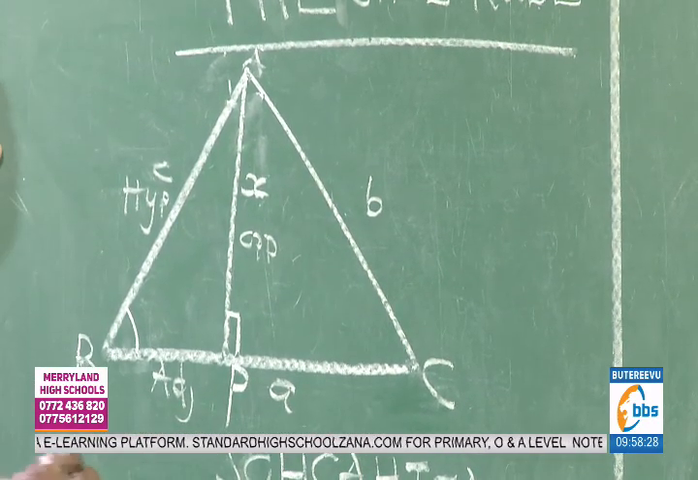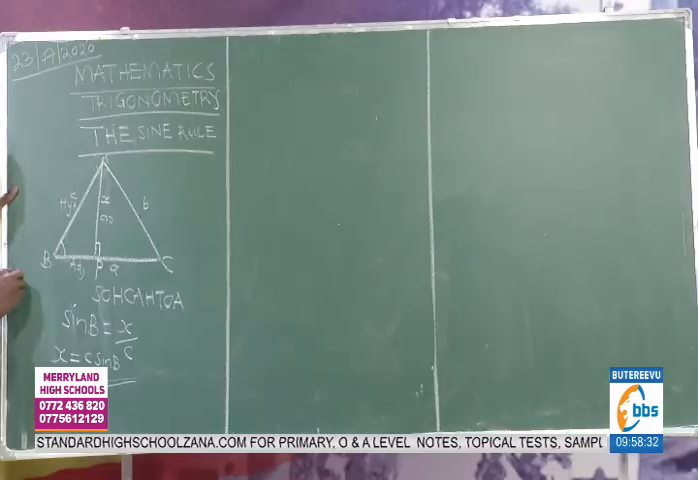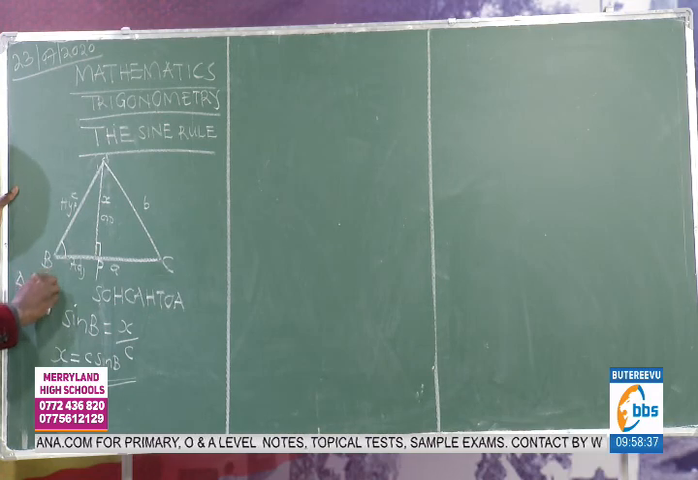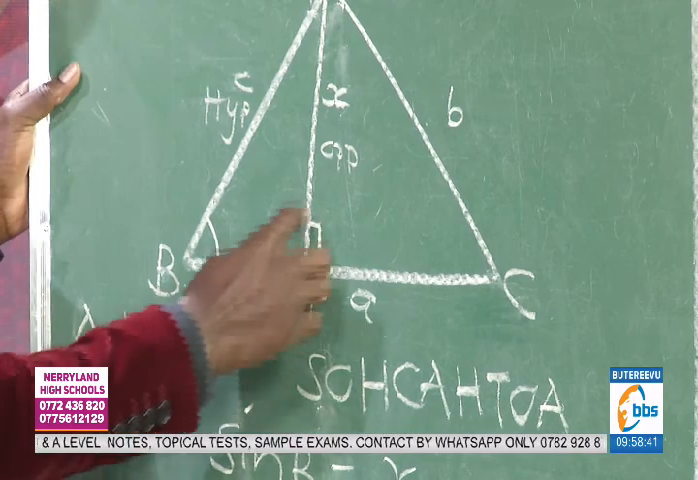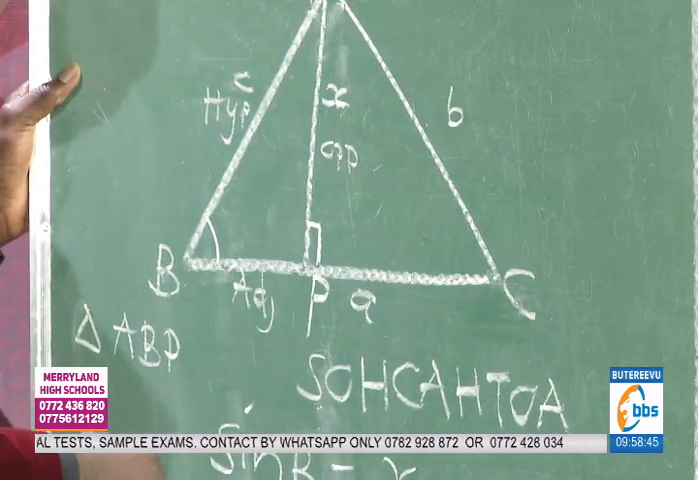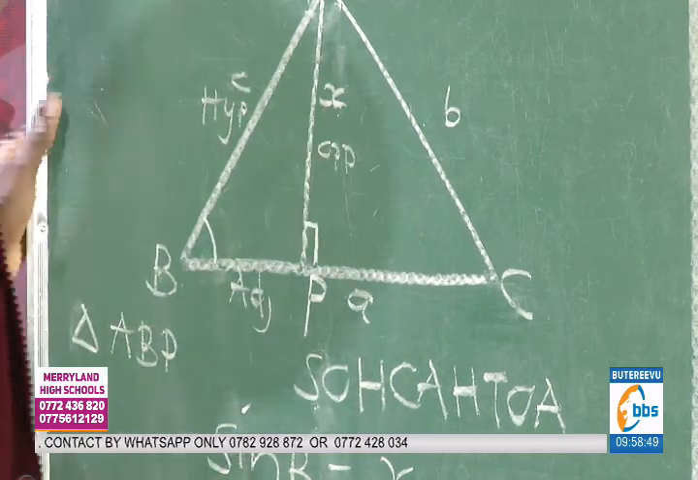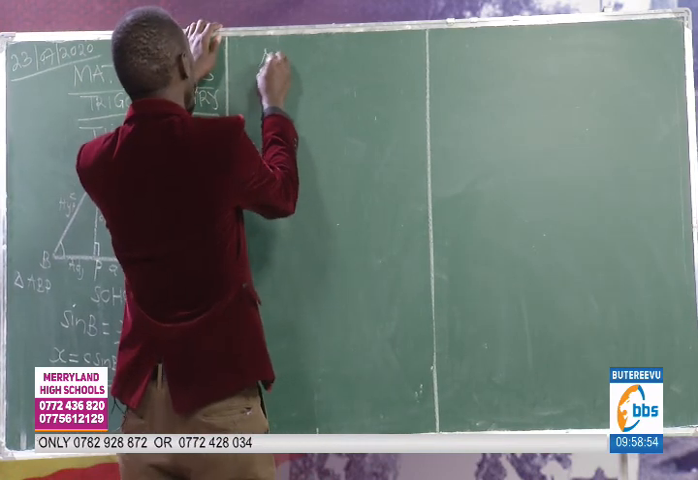In getting this, I was using this triangle, which was ABP. So we have used triangle ABP and come up with this. Now I'm going to use a different triangle. I want to use APC. This is where I want to get the value of x. I want to get x in terms of sine. So we are now using triangle APC.